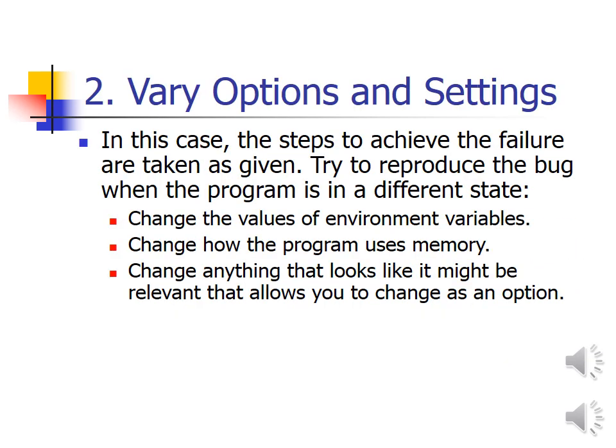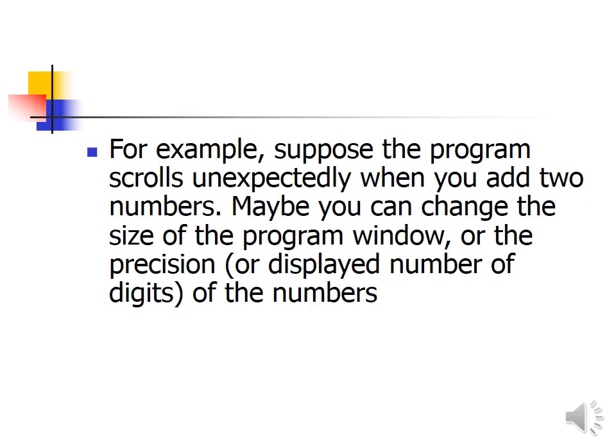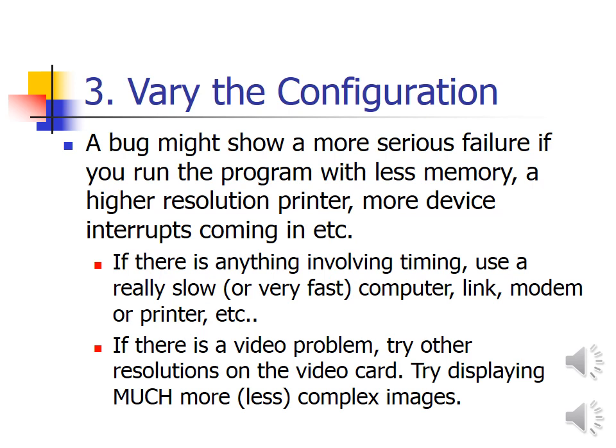Vary the options and settings. Change the values of the environment variables. Change how the program uses memory. Change anything that looks like it might be relevant and that allows you to change it as an option. Suppose a program scrolls unexpectedly when you add two numbers. Change the size of the window or the precision of the numbers. Vary the configuration.